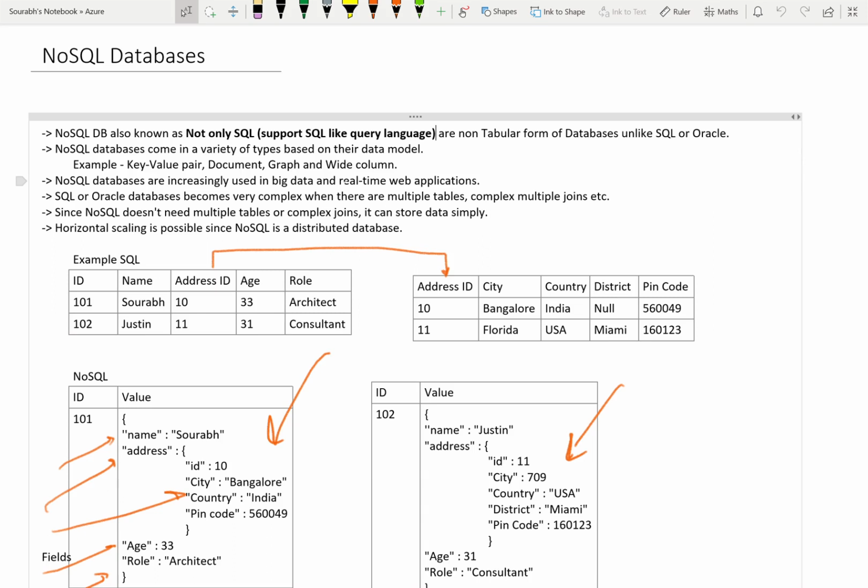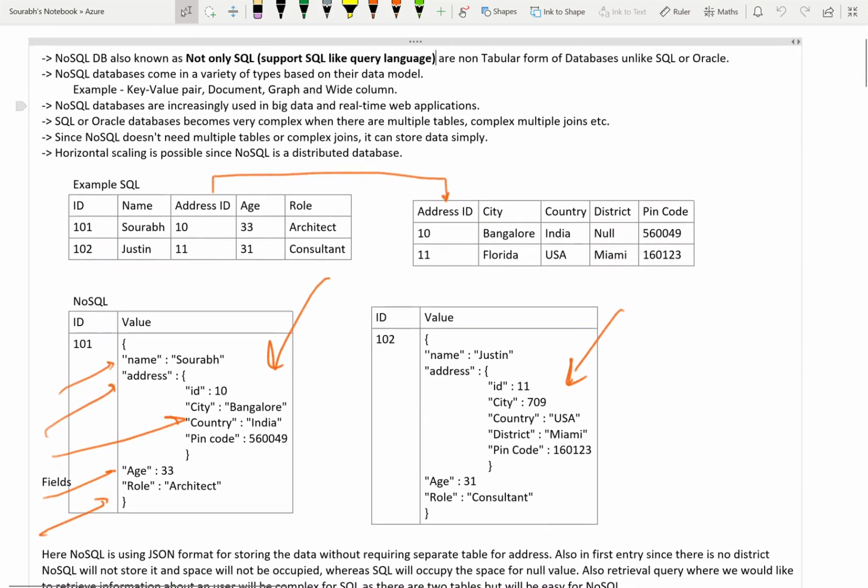If you would like to compare a NoSQL database with a SQL database, these are the two major differences. One is horizontal scalability. The second is distribution, how distributed a NoSQL database is, whereas SQL does not allow the distribution concept.